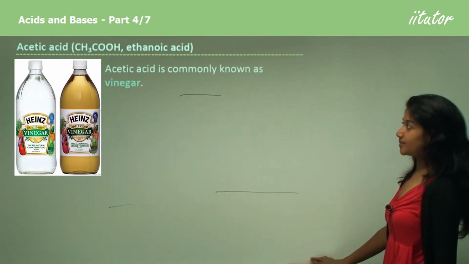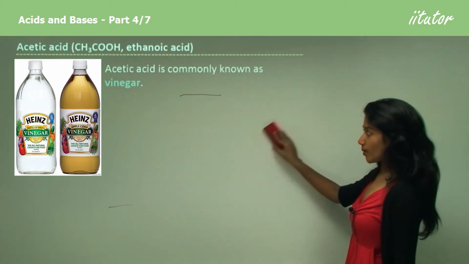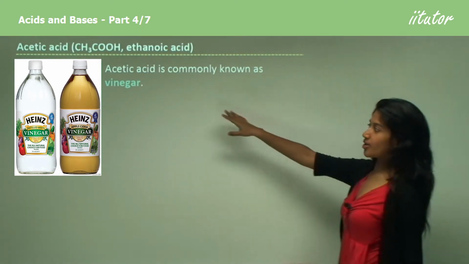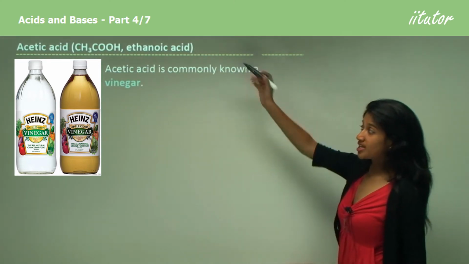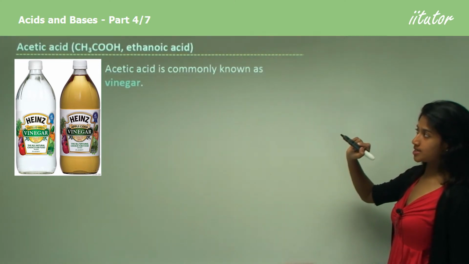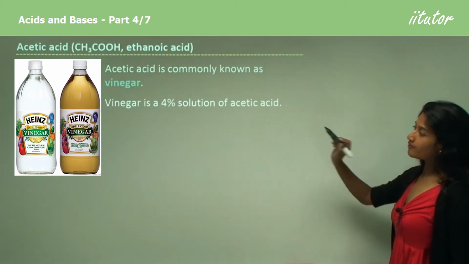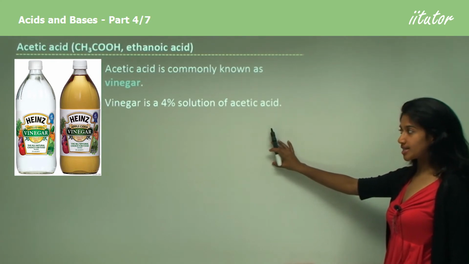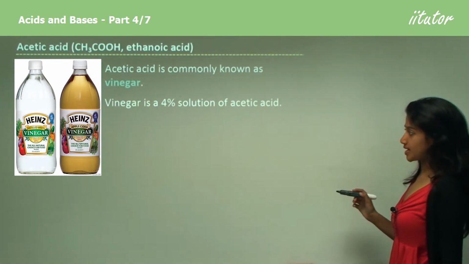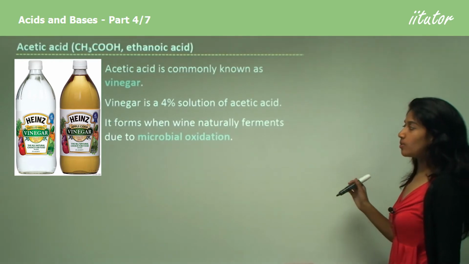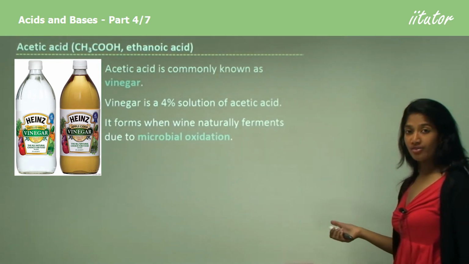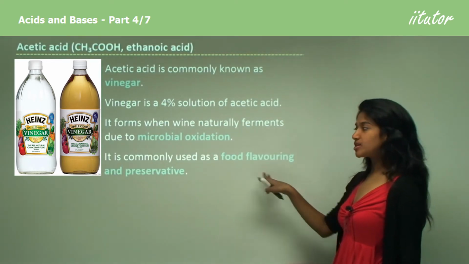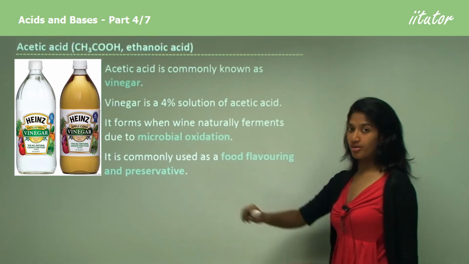We have acetic acid, which is also known as ethanoic acid, and it is usually known as vinegar. Again, you would need to know how to write the chemical formula for acetic acid. Vinegar is a 4% solution of acetic acid, so it is not pure acetic acid, but has 4% of acetic acid. It is formed when wine naturally ferments due to microbial oxidation, and it is commonly used for food flavorings and preservatives because it stops the growth of microbes.